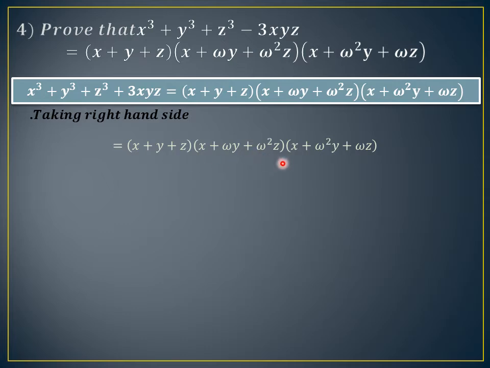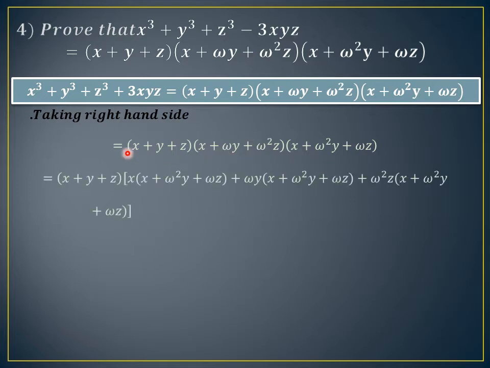First of all, we have to multiply the brackets having the omega. X plus y plus z will remain the same in all the steps, and we will multiply the second bracket with the third bracket first. The rule of multiplication is that we multiply the first digit of the first bracket to all the digits of the second bracket, then the second digit of the first bracket to all the digits of the second bracket, and the last digit to all the digits of the next bracket.